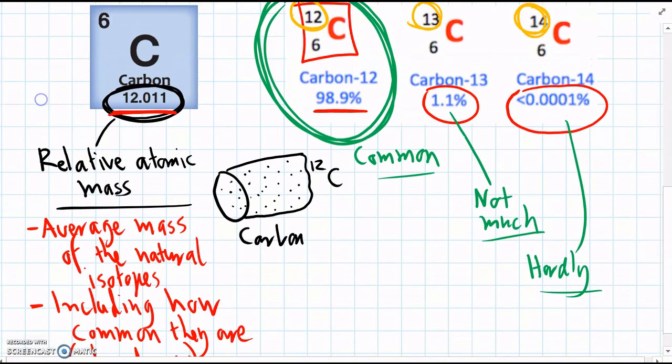So we can see for carbon, its relative atomic mass is pretty close to 12, because most carbon atoms weigh 12, but a few carbon-13s and a few carbon-14s mean the average carbon atom is a little bit more than 12.